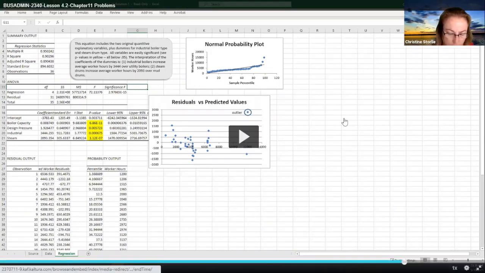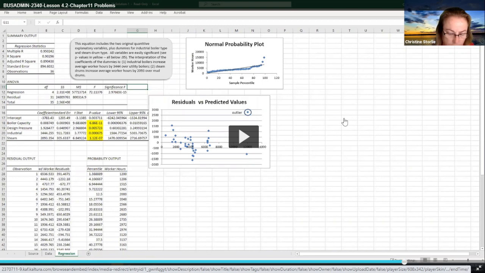Let's see. This equation includes the 2 original quantitative explanatory variables plus dummies for industrial boiler type and steam drum type. All variables are easily significant. Interpretation of the coefficients is industrial boilers increase average workers by this much over utility, and the steam drums increase by this much over mud drums.